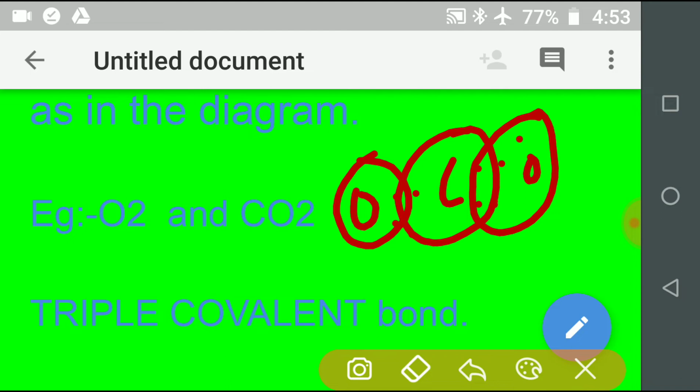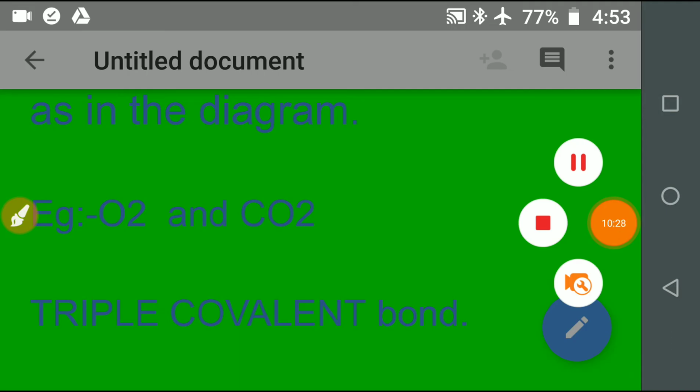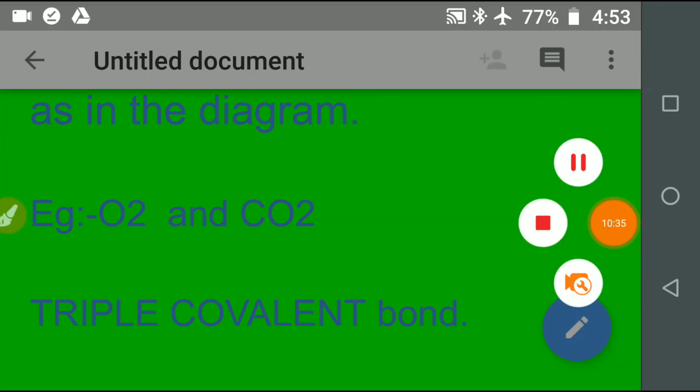Here 2, 2 and 2, 2, and here 2, 2 and 2, 2. This is 6, this is 6 and this is 4. Therefore, in between there is a double bond. So this is forming a double bond. Once again, a covalent bond formed by the mutual sharing of two pairs of electrons is called a double covalent bond. I think its concept will be clear.